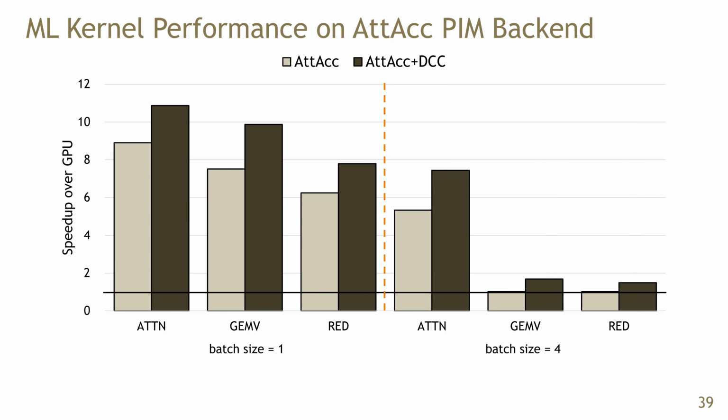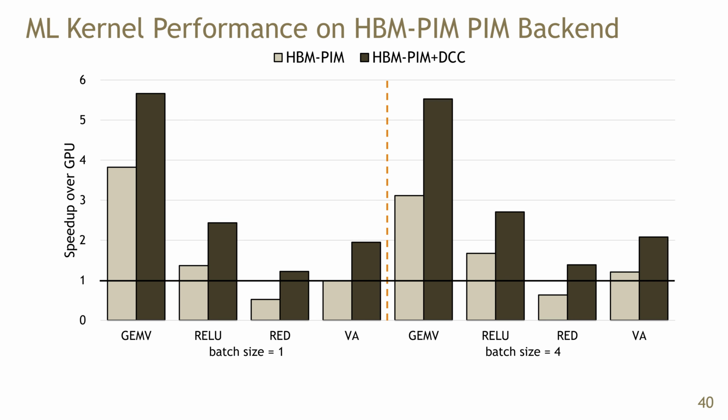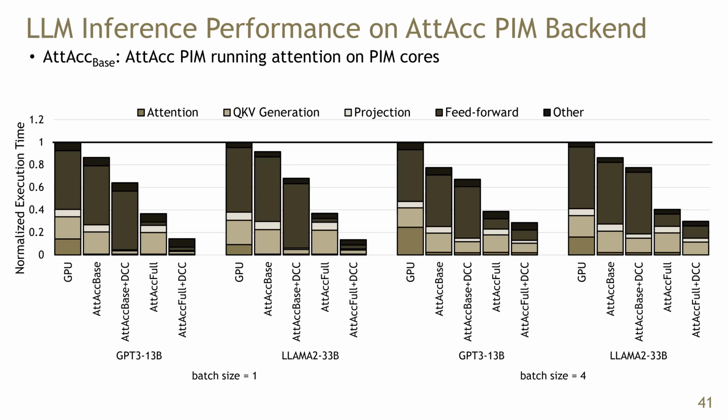This plot shows the machine learning kernel performance running on the AttAcc backend, normalized to the baseline implementation that runs the kernel on the GPU. DCC improves the performance by up to 1.7 times and on average 1.3 times over the default fixed implementation. Similarly, DCC provides significant speedup on the HBM-PIM backend, improving performance by up to 2.1 times and on average 1.7 times over the default fixed implementation.